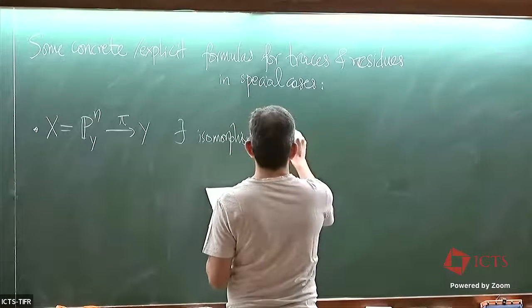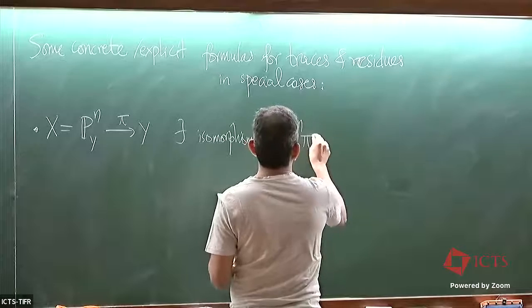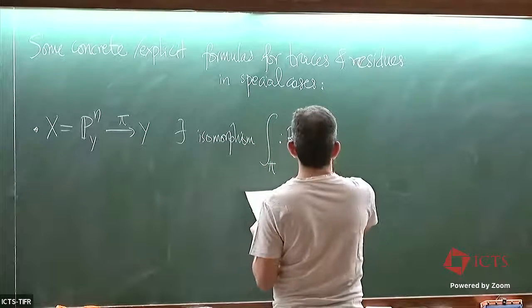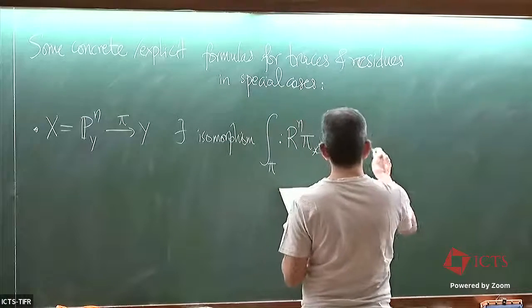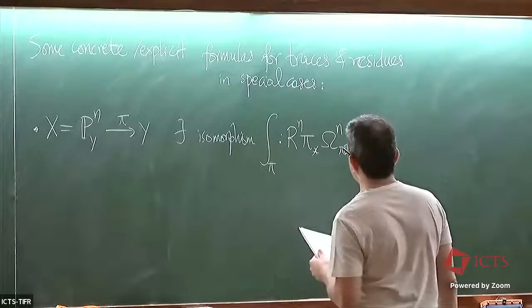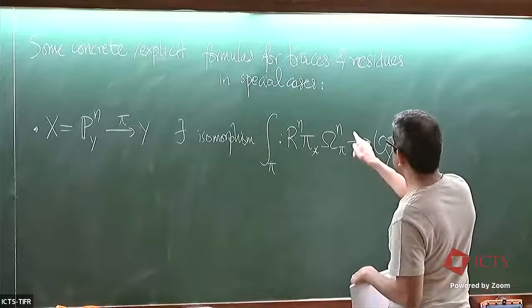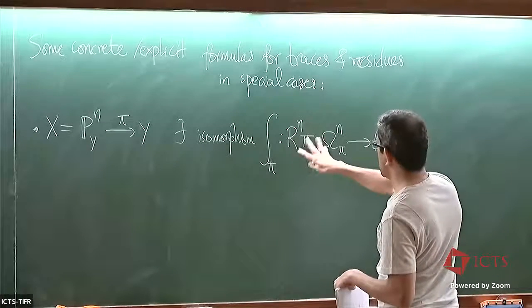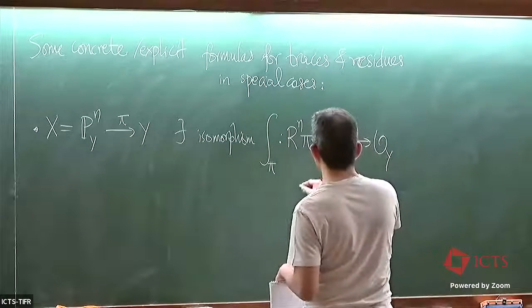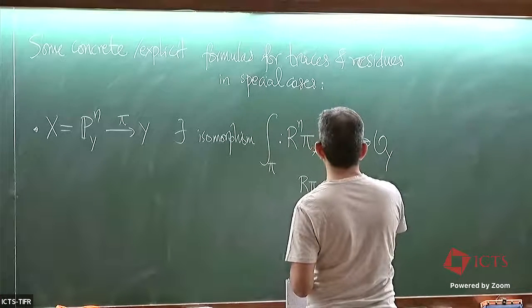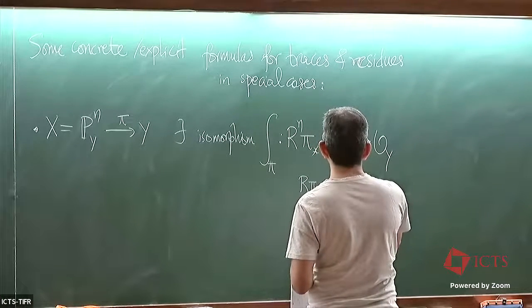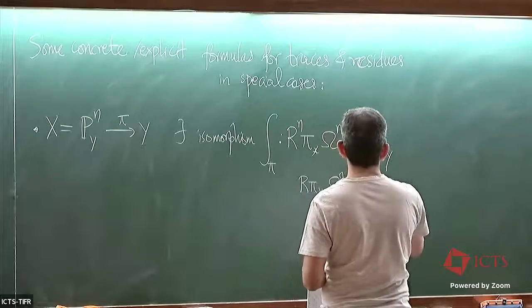from R^n pi lower star omega^n pi to O_Y. And if you want, you can put a shift here and then get rid of the R^n. In fact, this is the same as giving a map from R pi lower star omega^n pi shifted by n to O_Y.